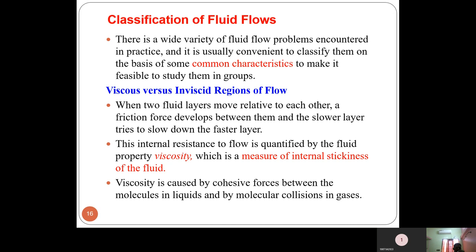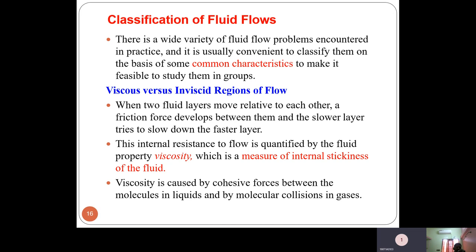When two fluid layers move relative to each other, a frictional force develops between them, and the slower layer tries to slow down the faster layer. As we discussed in viscosity, we had considered different layers flowing over one another. So for example, a fluid film is classified into four layers, numbering the layers from bottom to top: number one, number two, number three, number four. The first layer is very near to the surface and in contact with that surface. The second layer is over the first layer. The third layer is lying over the second layer. The fourth layer is lying over the third layer, like that.